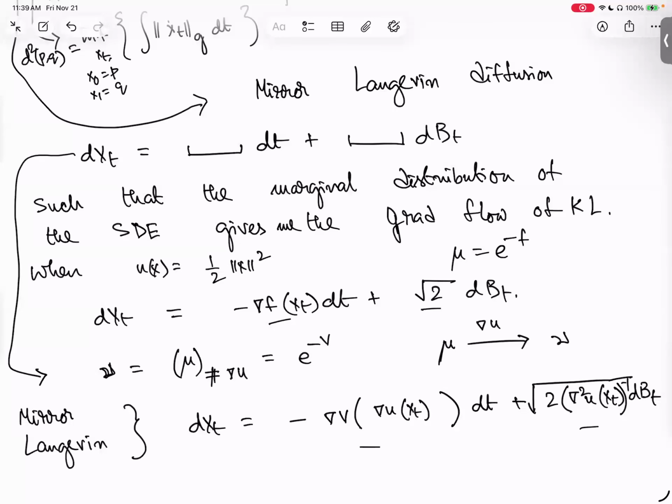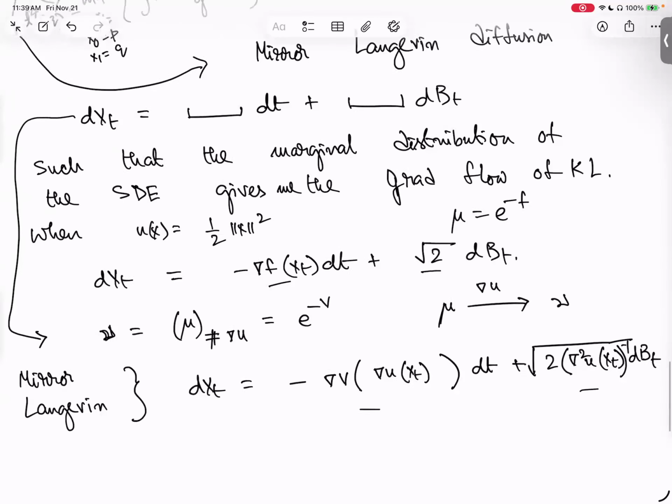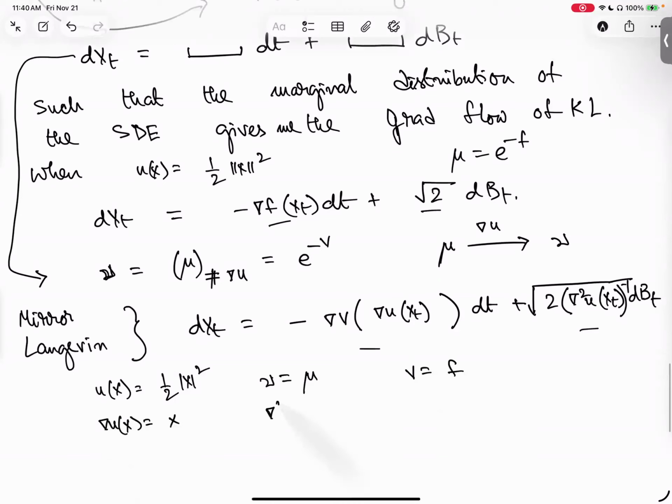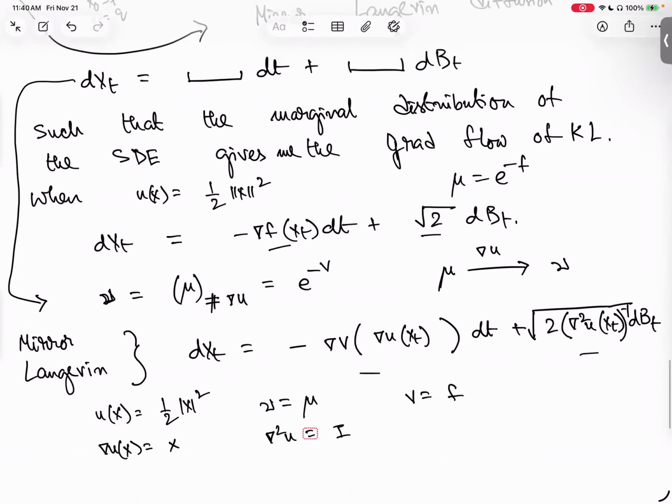Right. So when U of x is 1/2 of norm x squared, then nu is equal to mu. So V is equal to f, and the gradient of U of x is equal to x. The Hessian of U is the identity. Now just check that you get back the same expression.